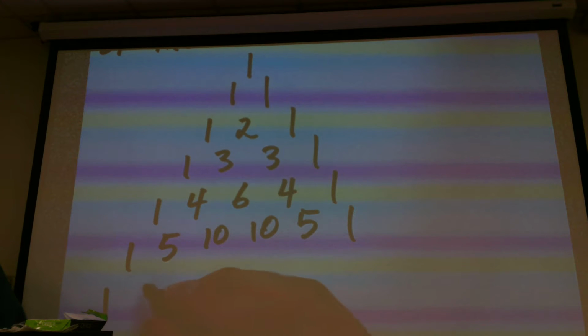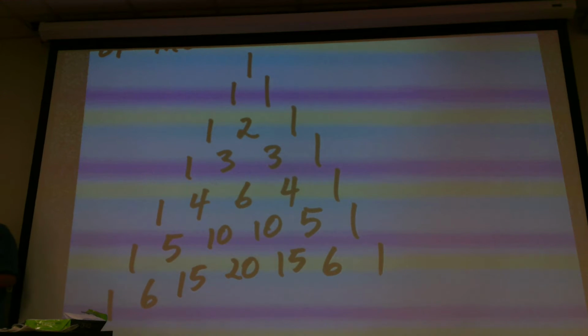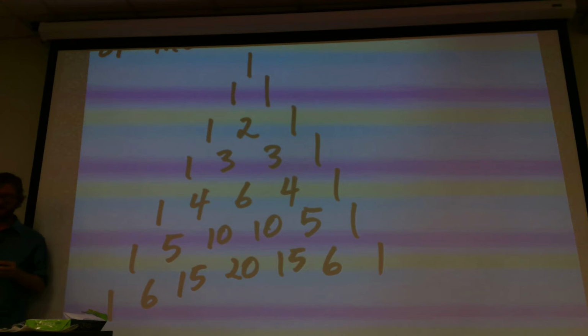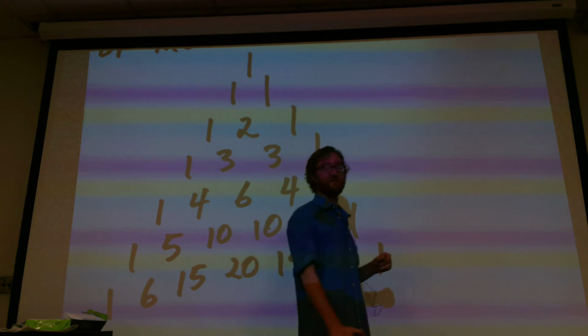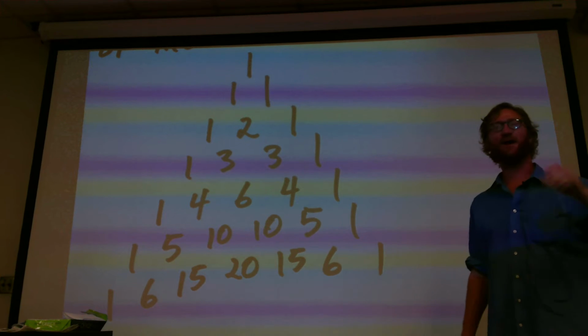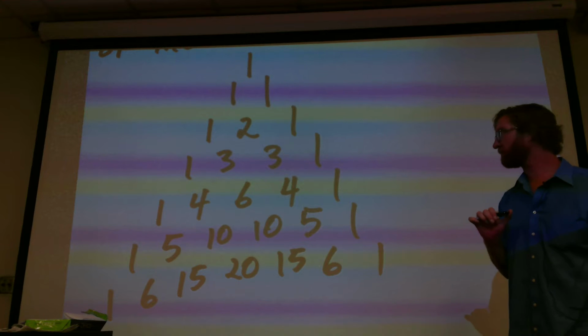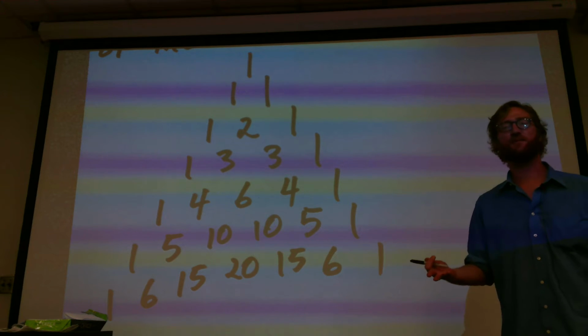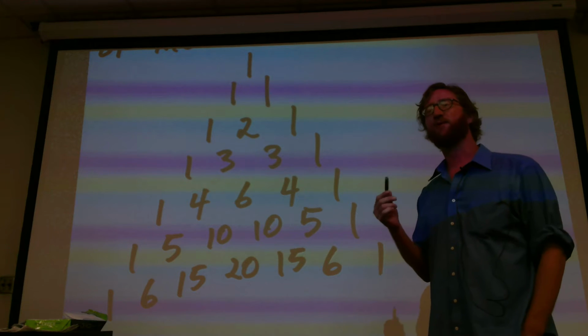Okay, so 1, 6, 15, 20, 15, 6, and 1. All right, so this is Pascal's triangle. Pascal was an avid gambler. And so this triangle is used for different things involving probability, but it's also used for binomial expansion.